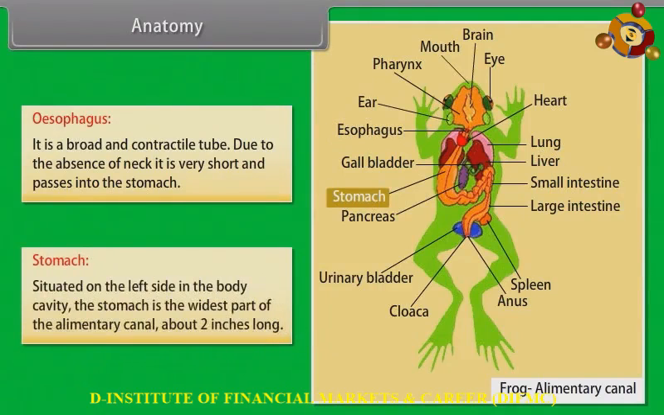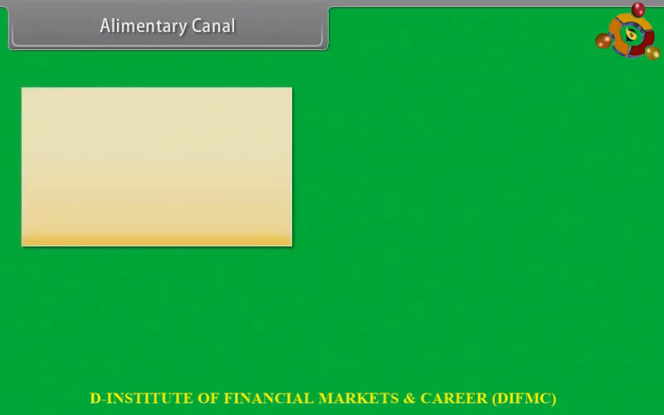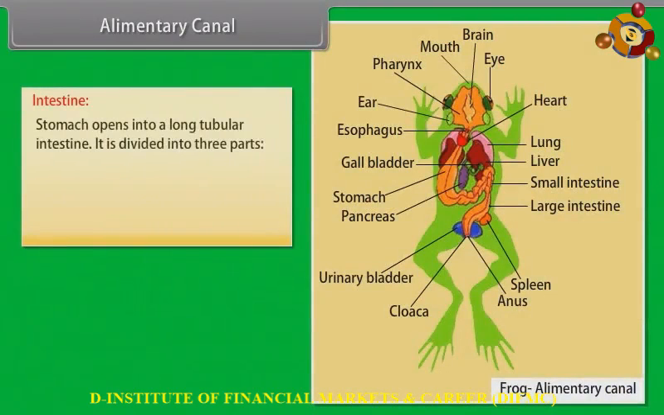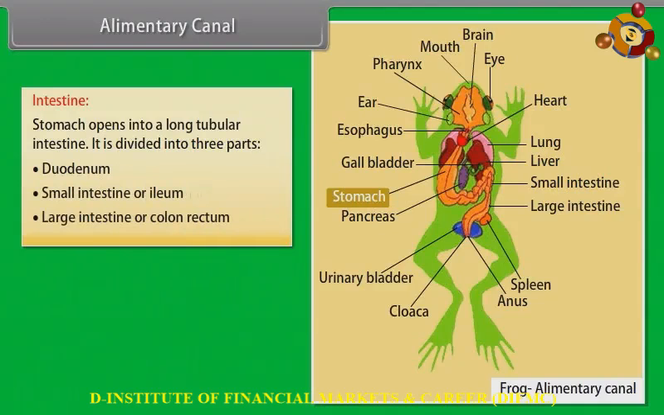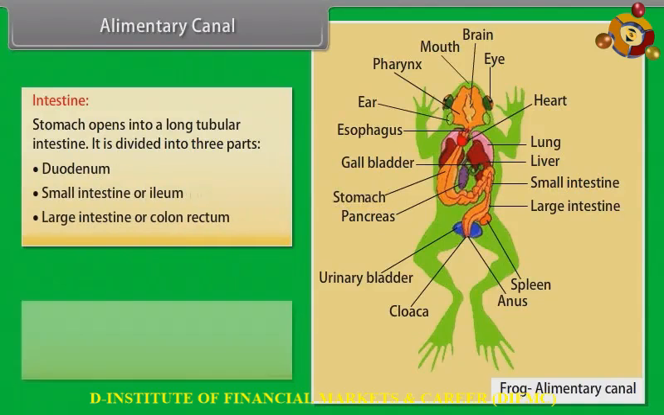Stomach. Situated on the left side in the body cavity. The stomach is the widest part of the alimentary canal, about 2 inches long. Intestine. Stomach opens into a long tubular intestine. It is divided into 3 parts: duodenum, small intestine or ileum, and large intestine or colon rectum.